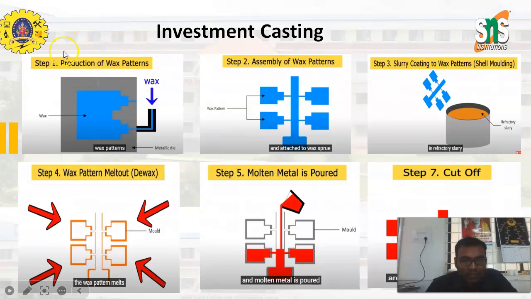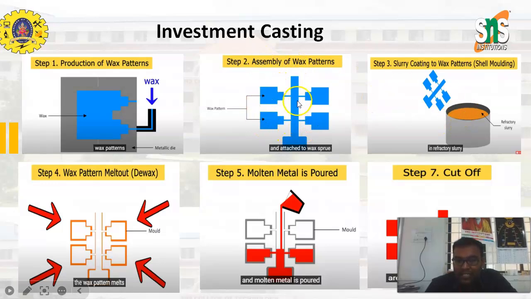First is the production of the wax pattern. Here, the wax is filled inside the pattern. The outer covering is the metal die. Multiple patterns can be produced with the help of the metallic die, and then they are assembled or attached to the wax sprue. This is the second step.